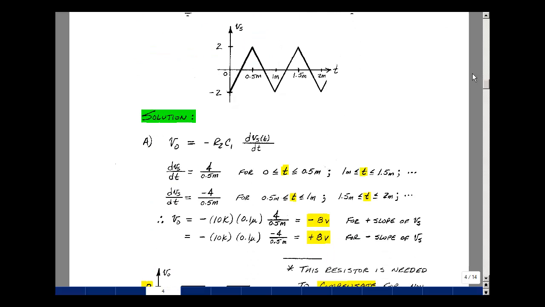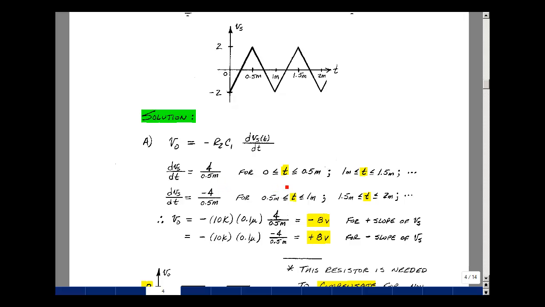For a differentiator circuit, V out is equal to minus R2 C1 times the derivative of V sub S with respect to t, from our last supplemental problem. The value of R2 was 10K. The value of C1 was 0.1 microfarad. What's the derivative of V sub S? Well, it's just going to be the rise over the run. Here I've got a rise of 4 volts, and the run is half a millisecond. My value of dVs/dt is 4 divided by 0.5 milliseconds.